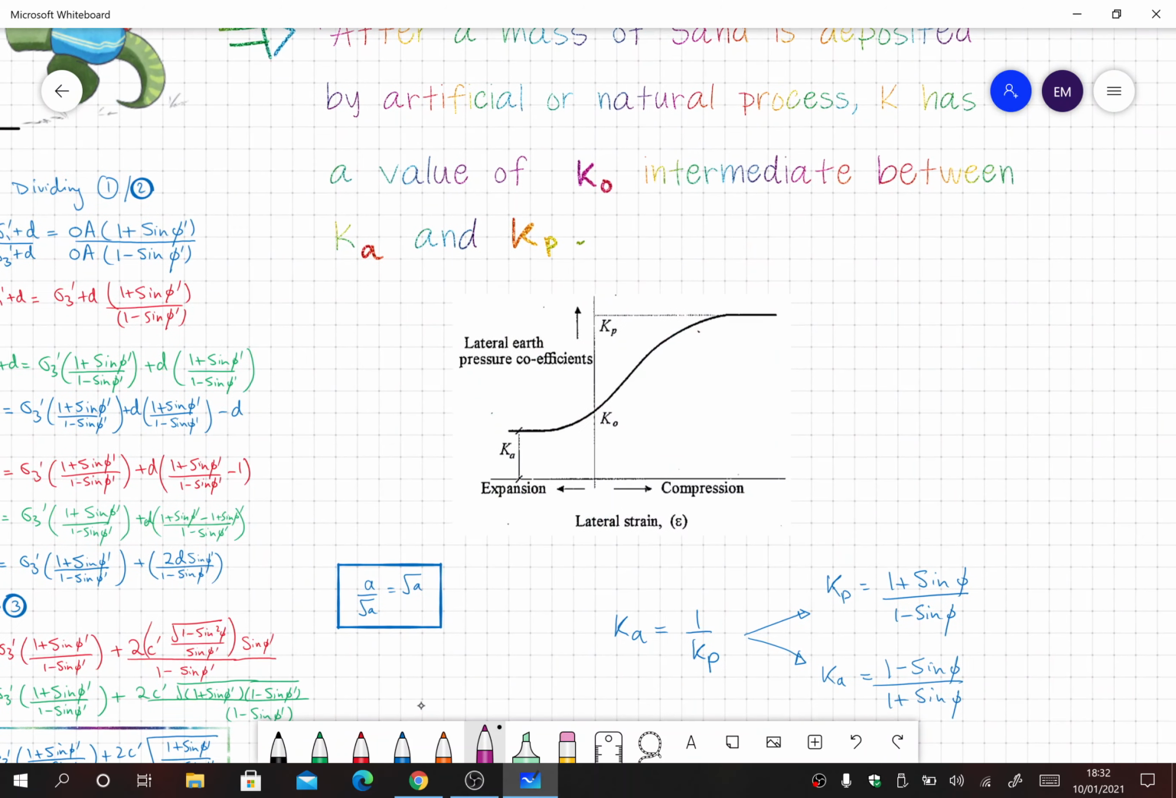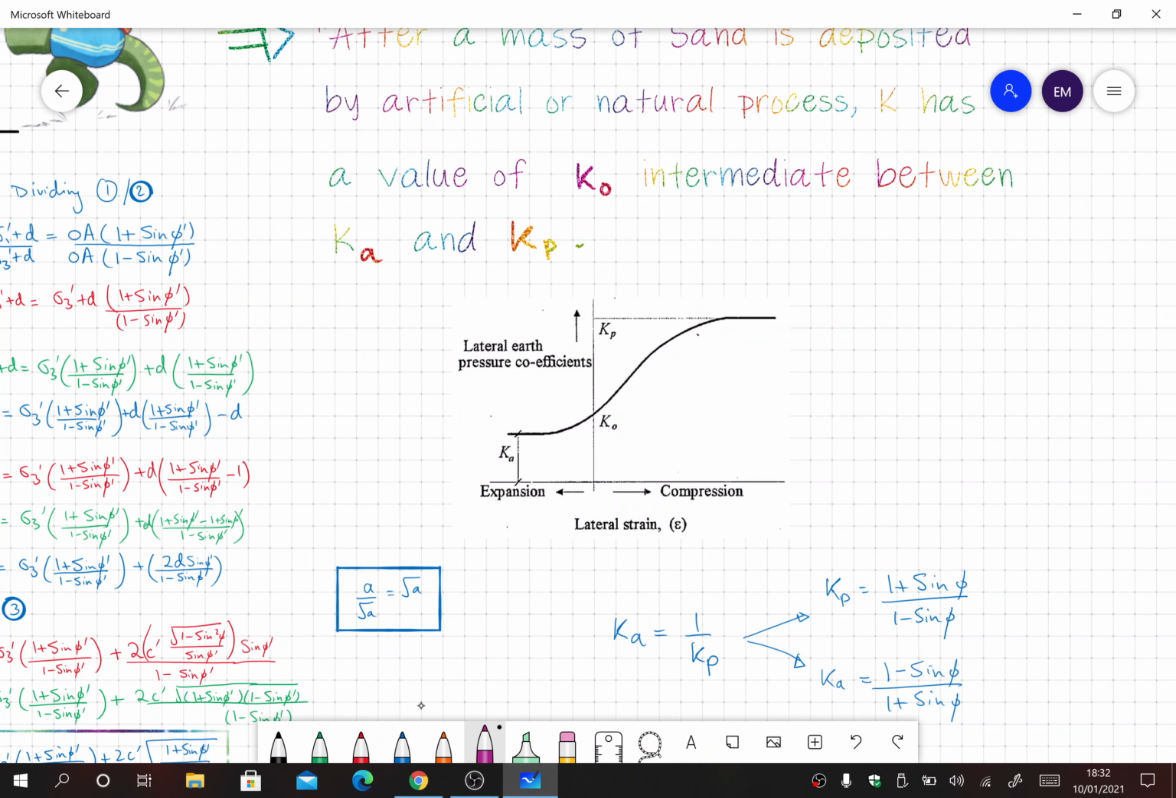So here is a general comparison. You see here, at rest condition is K naught, this is the value, and then Ka value is lesser than K naught, and then Kp value is very large. So the soil is compressing here and soil is in expansion here. So here is a comparison.